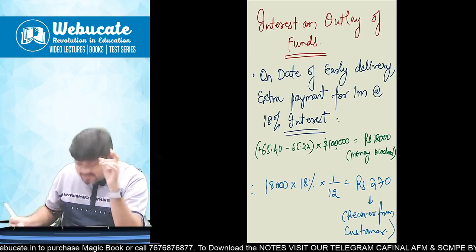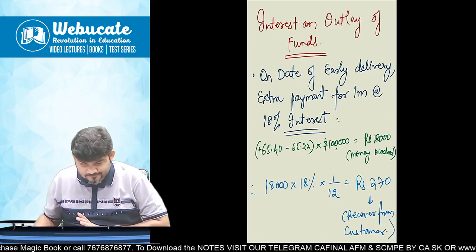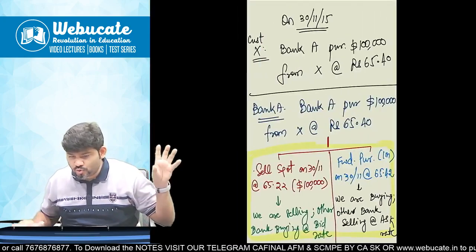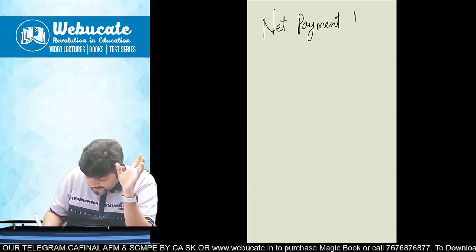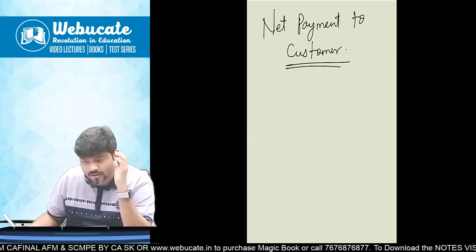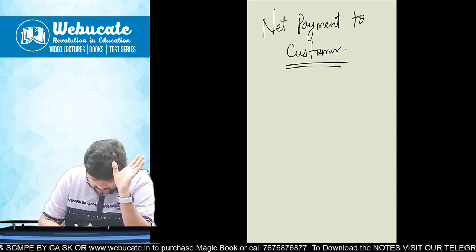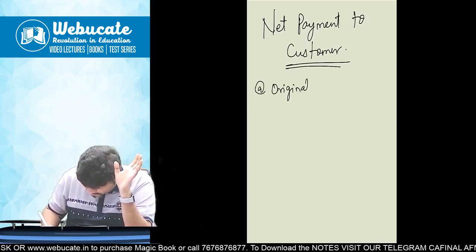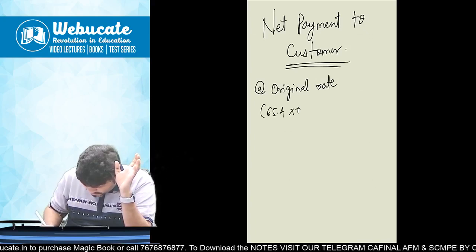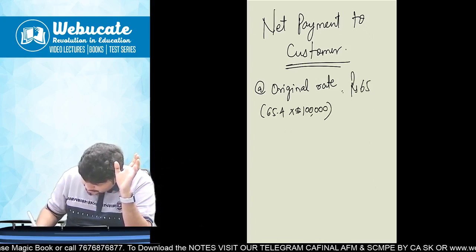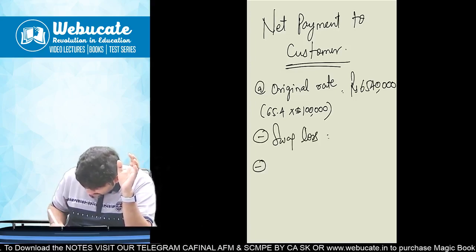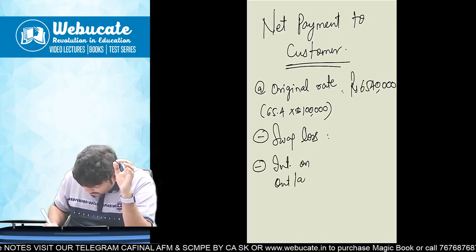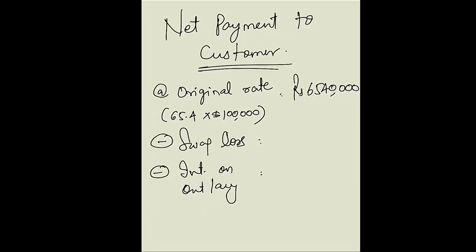Are we clear, guys? Please confirm. Are we all clear? Got it? So, two things we lost. Yes. So, how much net are we going to pay to the customer? That also we will write down. Don't worry. So, net payment to customer as per the original rate, 65.4 into $1 lakh, which is rupees 65,40,000. Okay, then swap loss and then interest on outlay. How much was his swap loss? Please write down, everybody.